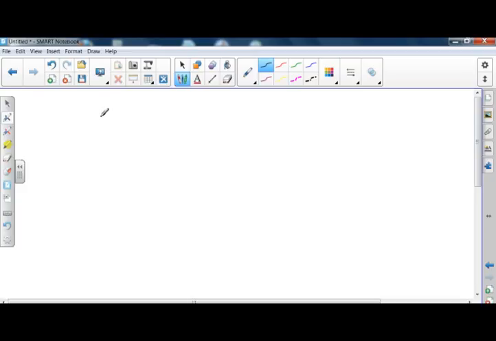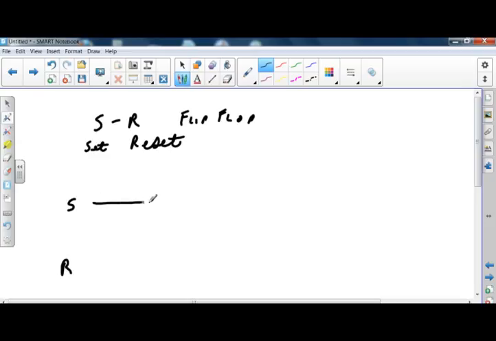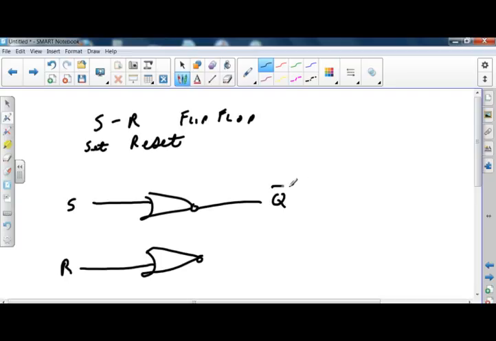So the first flip-flop we'll look at is a set, reset flip-flop. We're going to have a set line and a reset line, coming into a NOR, and into another NOR. Then we come out to a Q and a Q naught. Q is our real answer, and Q naught is the opposite of the real answer. Then we cross-connect the output of this one to the input of that one, and the output of that one to the input of this one. That looks kind of weird, but that's what we got.